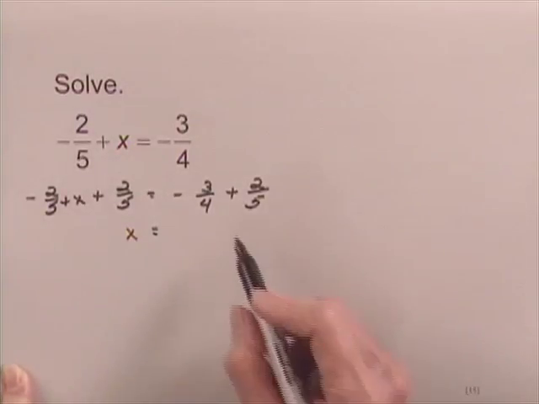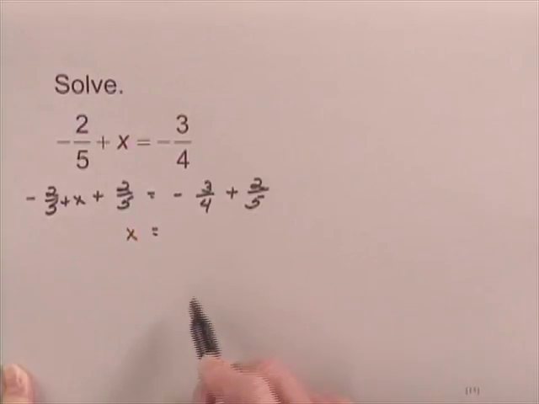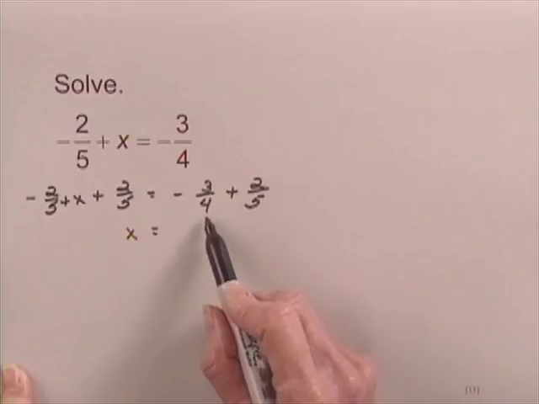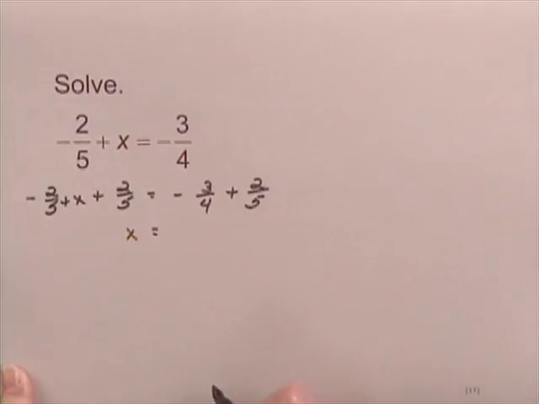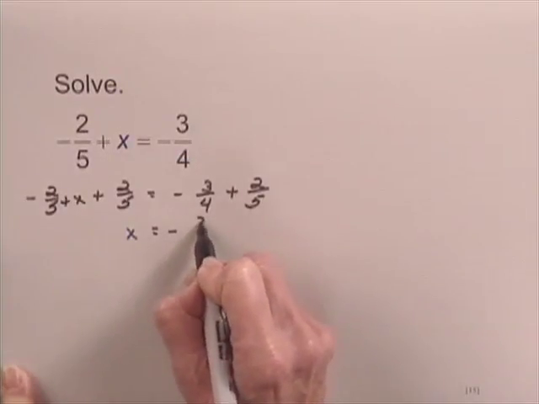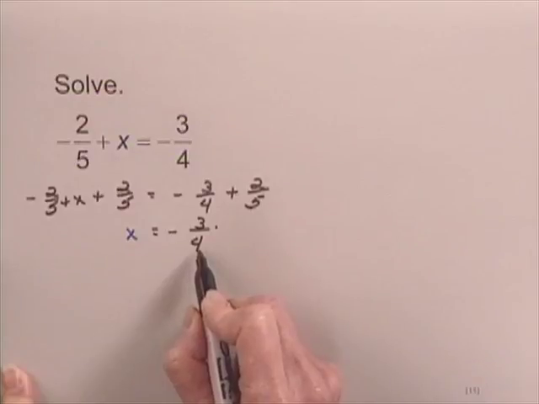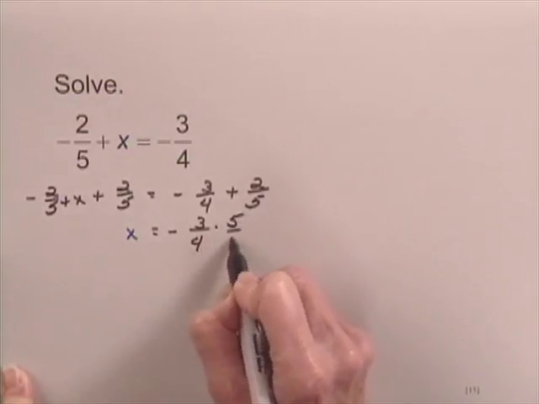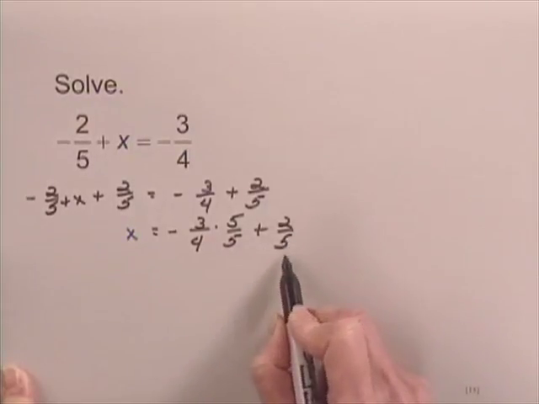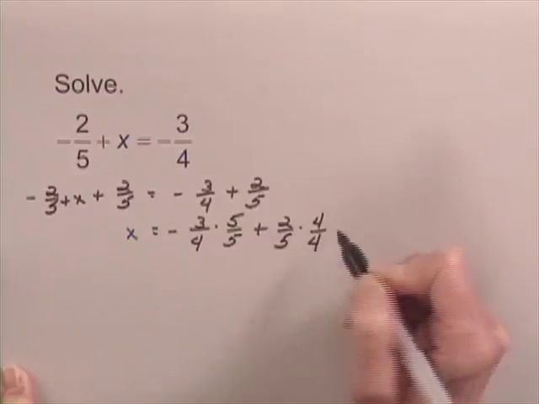And what I need to do to get started is to find the least common denominator of the two fractions. 4 and 5 do not have any common prime factors, so the least common denominator is just going to be the product of these two numbers, 4 times 5, or 20. And I'll write each fraction with a denominator of 20 by multiplying by a form of 1. To get a 20 in this denominator, I multiply by 5 over 5. And to get 20 in the denominator of 2/5, I can multiply by 4 over 4.